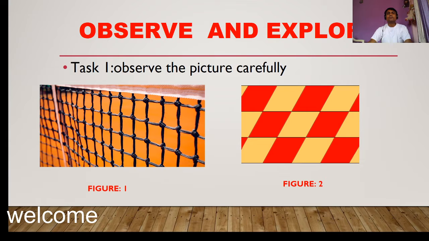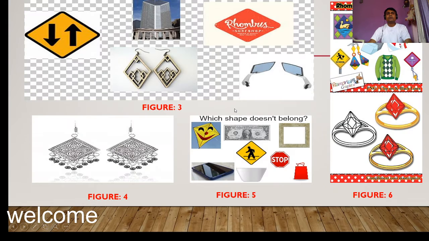Observe the pictures carefully. Here is the first figure, which we properly observe on the ground. It's a volleyball net. And second, we play an indoor game, that's a chessboard. Observe this. Then again we see day-to-day life examples which have different shapes and sizes. This is the indication board, a one way, two way. On the road you see these symbols.